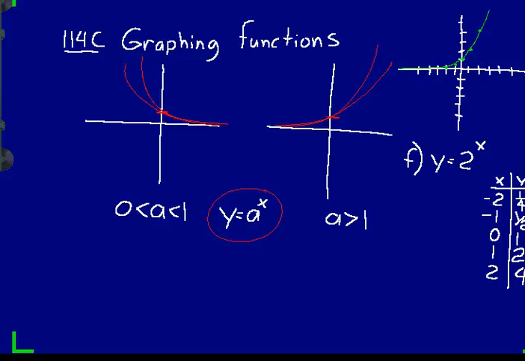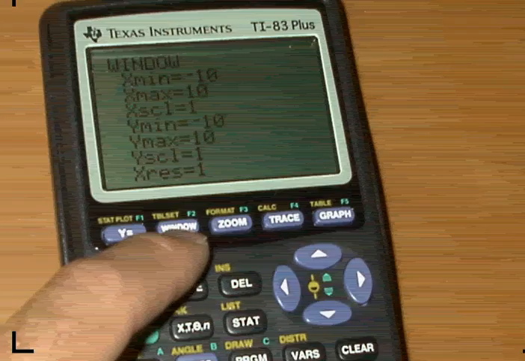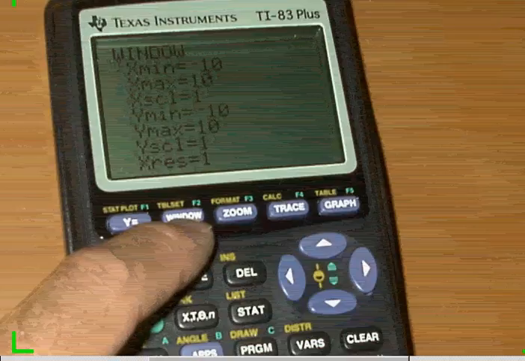Now let's check our work by looking at a graphing calculator and seeing how to make an exponential function and graph it on a graphing calculator. The first thing we would want to do if we're using a TI-83 Plus is go to Window and press that Window key there, and then go ahead and type in some values for x min, x max, x scale, y min, y max, y scale. What that's doing is setting up your graph.